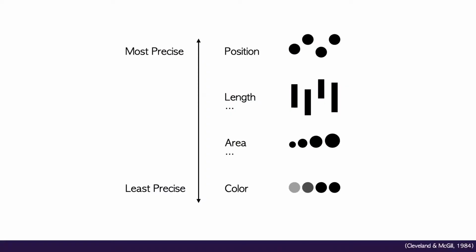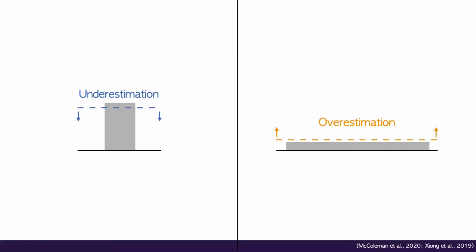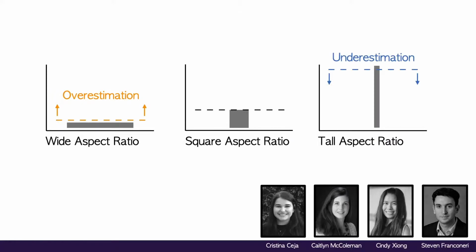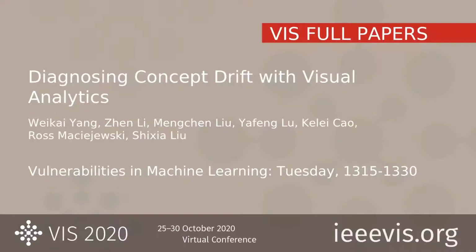Position is believed to be the most precise encoding channel, but our perception and memory of it can still be biased. Prior work has shown that the vertical position of bars in a bar chart is recalled in a biased manner, illustrating both an underestimation and overestimation bias of position. Here we find that the aspect ratios of the bar marks can cause this position bias, specifically resulting in overestimation for bars with wide ratios and underestimation for bars with tall ratios.